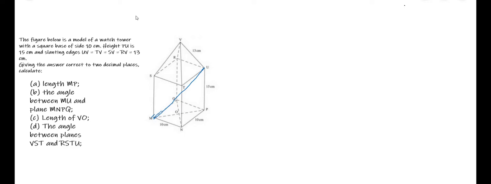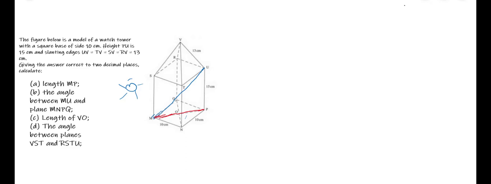base of this solid. For us to get the angle, we first of all identify the shadow of the line MU. Suppose we have a light here. The shadow will be formed on the plane MNPQ, and that shadow is the shadow of the line MU. And so in this case, the shadow of MU is the diagonal of the base, which is MP.